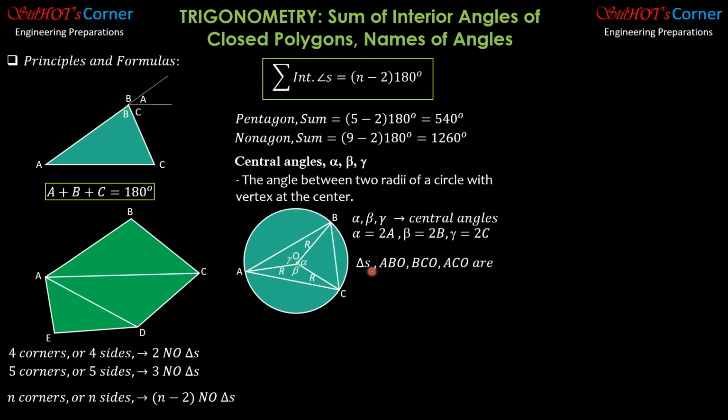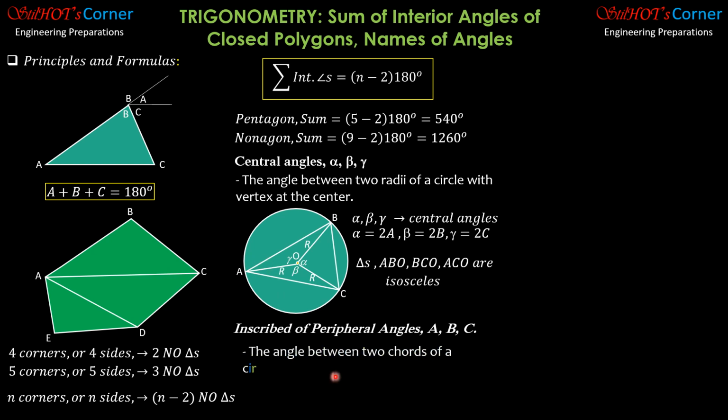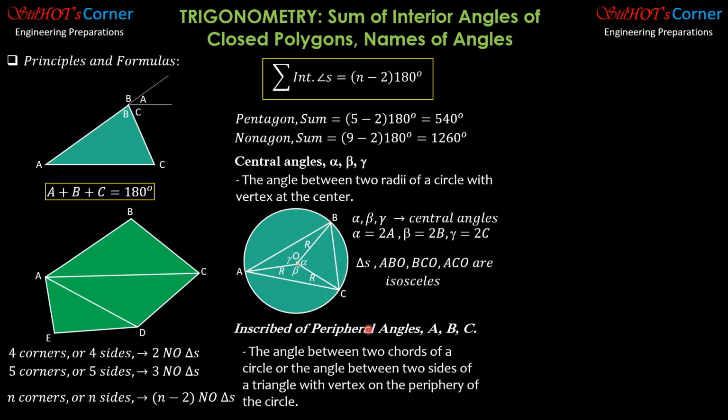So triangles ABO, BCO, and ACO are isosceles. Then we define an inscribed angle as the angle between two chords of a circle, or simply the angle between two sides of a triangle. So angles A, B, and C are called inscribed or peripheral angles. Take note that points A, B, and C are on the circle, on the periphery of the circle.